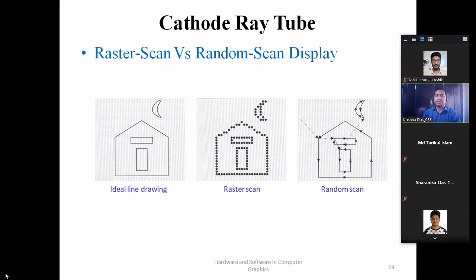But can you tell me what possible information? This is the house with the crescent moon. For that image, what kind of information in the frame buffer do we have? In the frame buffer, yes, Uday. What kind of information is stored for it?